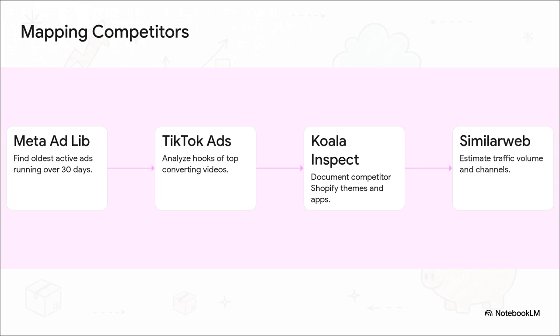For TikTok, jump into the Creative Center and meticulously analyze the first 3 seconds, the hook, of top converting videos. Next, grab the free Koala Inspector Chrome extension. You can use it on a competitor's Shopify store to document their exact theme and any backend apps, like loyalty programs, that they're using. Finally, plug their URL into SimilarWeb to estimate their traffic volume and see if they're relying on paid social or if they've built a solid organic search moat.